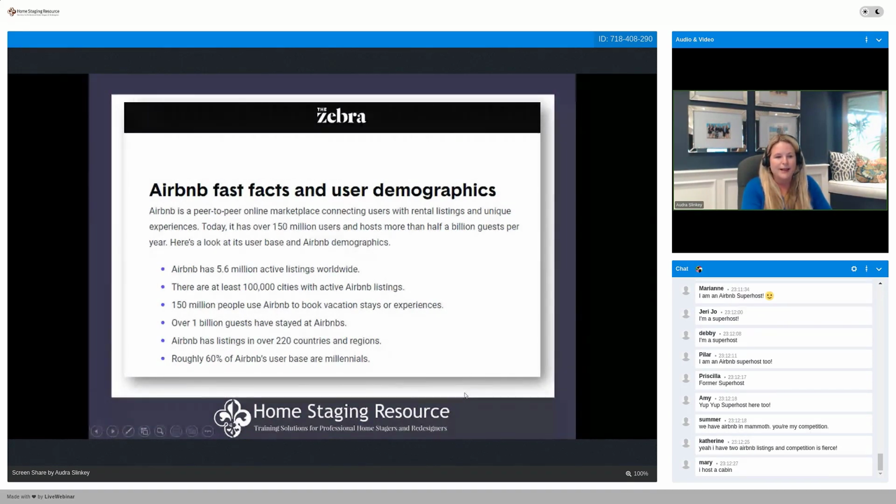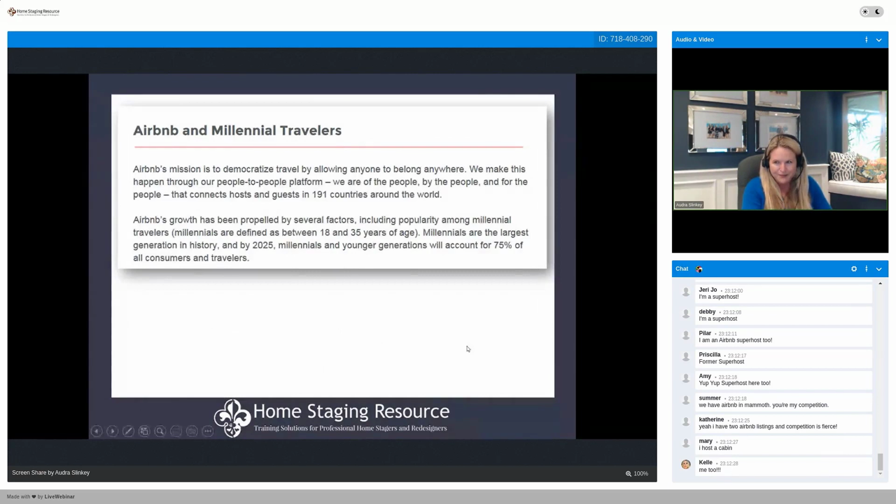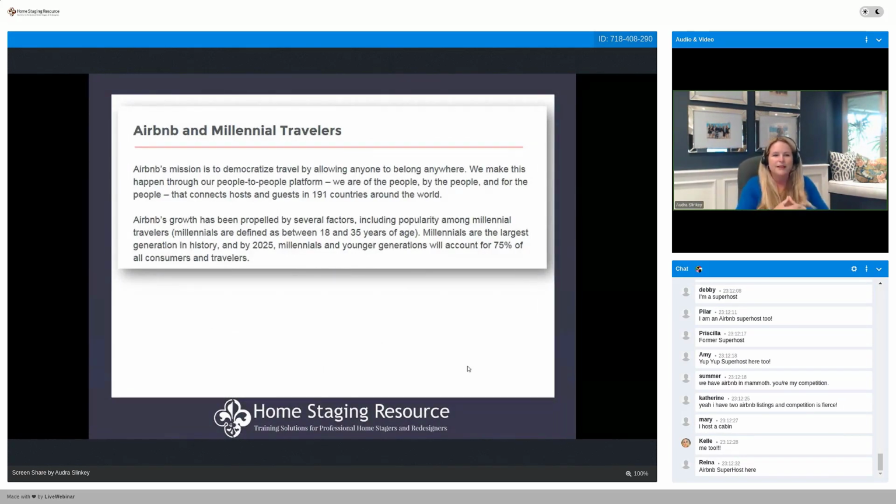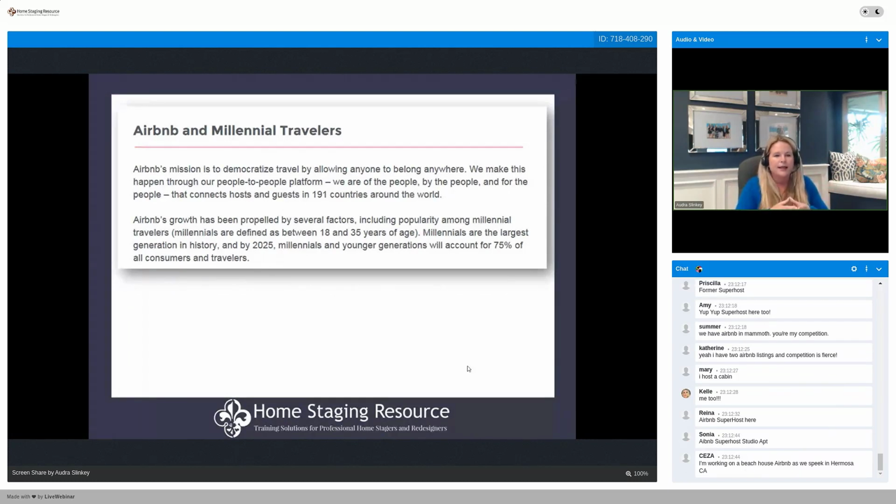I mean, 60% of Airbnb's user base, this is what you really need to know, are millennials. What does that mean to us? Well, the millennials have been fueling this phenomenon, this high growth. Airbnb has been growing almost year over year, like 27, 28%. And it's been fueled by that kind of generation.